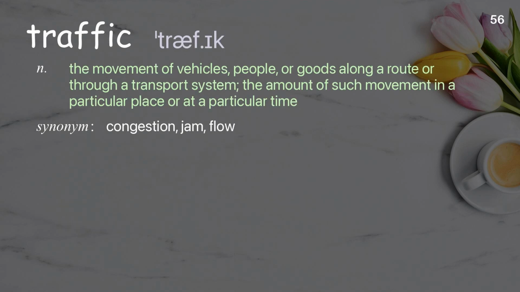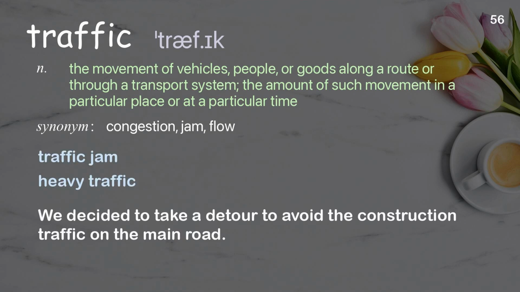Traffic: The movement of vehicles, people, or goods along a route or through a transport system. The amount of such movement in a particular place or at a particular time. Examples: Traffic jam. Heavy traffic. We decided to take a detour to avoid the construction traffic on the main road.